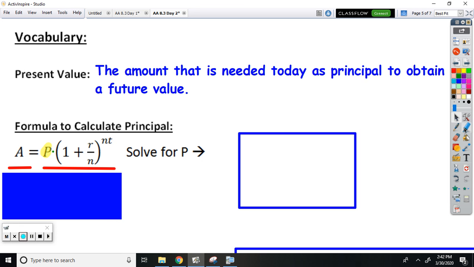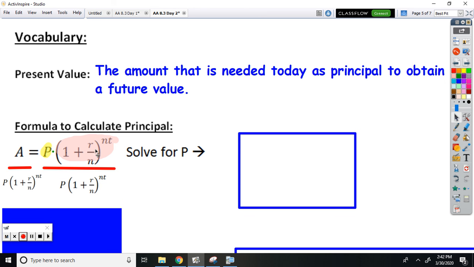We're actually going to divide by this whole thing, which I know looks crazy because it's so big. But if this were P times 2, we would divide by 2 on both sides to get P alone. So we're going to divide by this whole quantity on both sides. What happens is these cancel each other out.